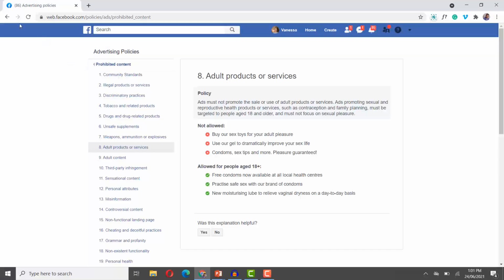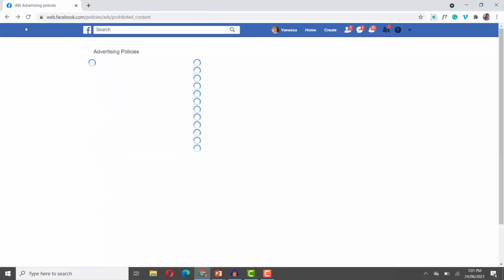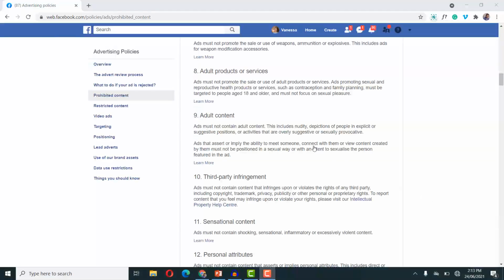Okay, so that was prohibited content. Just go back one step. The next is adult content. So ads must not contain adult content. Includes nudity, depictions of people in explicit suggestive positions, or activities that are overly suggestive or sexually provocative.